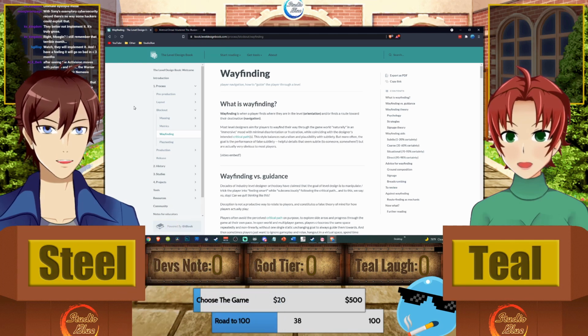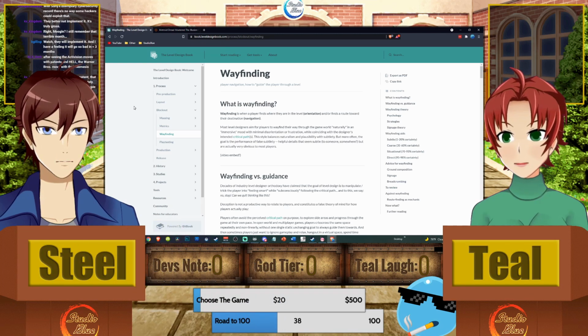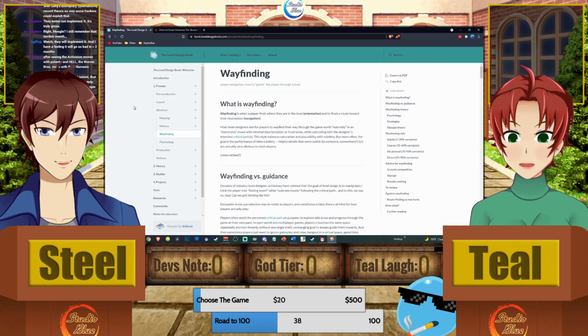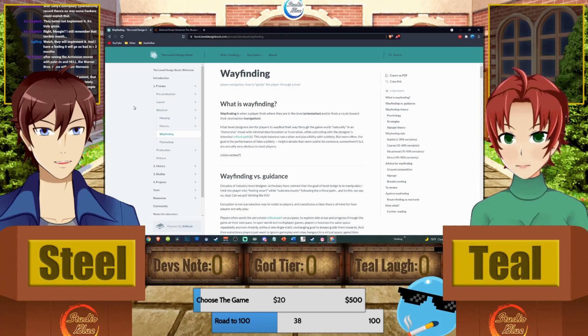Okay. Well, let's talk about wayfinding. It's when the player finds where they are in the level and or finds a route toward their destination. So we talk about player orientation and navigation. Right.